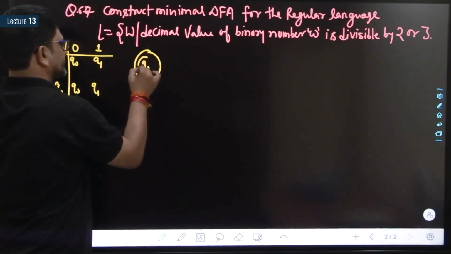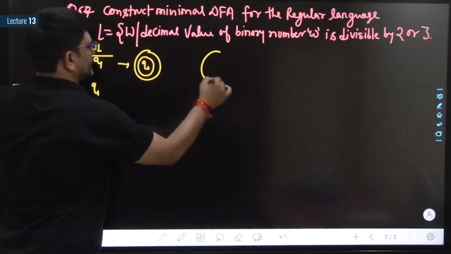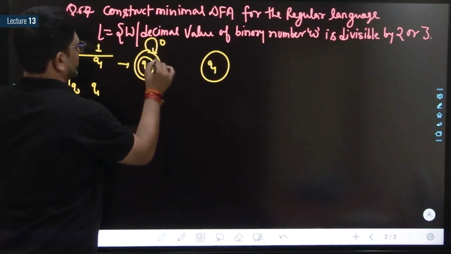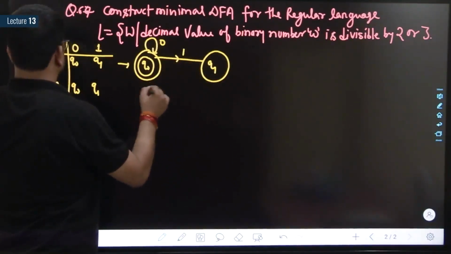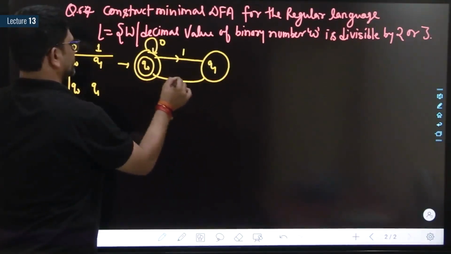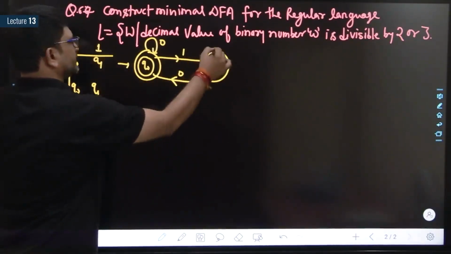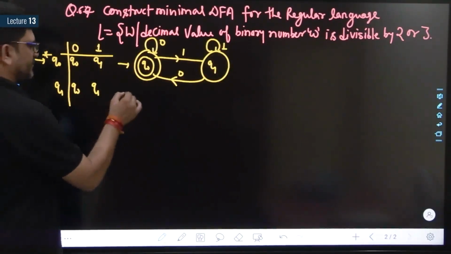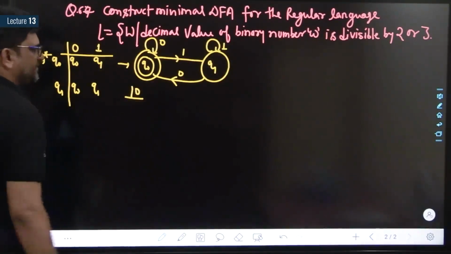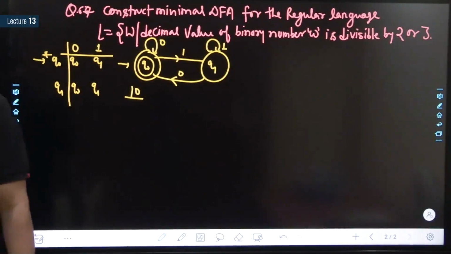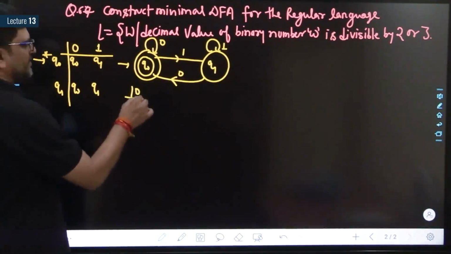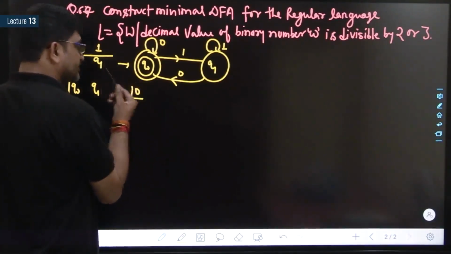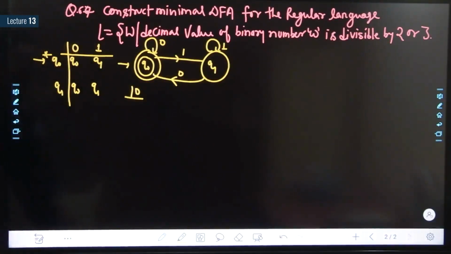This is Q0. This is Q1. Q1 on 0 goes to Q0. Q1 on 1 goes to Q1. Check whether this is the correct DFA or not. What is the decimal number 2? When we divide 2 by 2, the remainder is 0, so 1, 0. Clear?